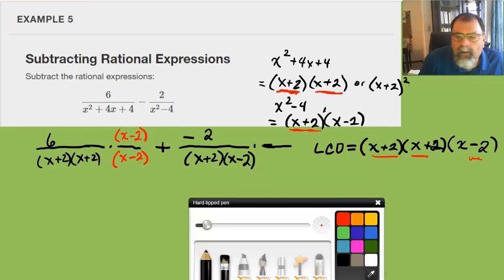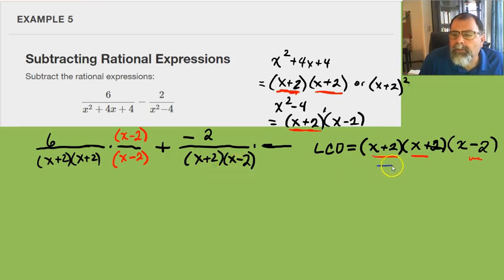Then I'll do blue. Do you see I have x plus 2, x minus 2? I'm missing the x plus 2, so I've got to put in an x plus 2. So I just look at the factors. I don't have to do it like with numbers where you have to say, what is this times what? You just look at what's missing and put it in. So now we have the LCD. We have the 3 factors that are going to be the same. Order doesn't matter.